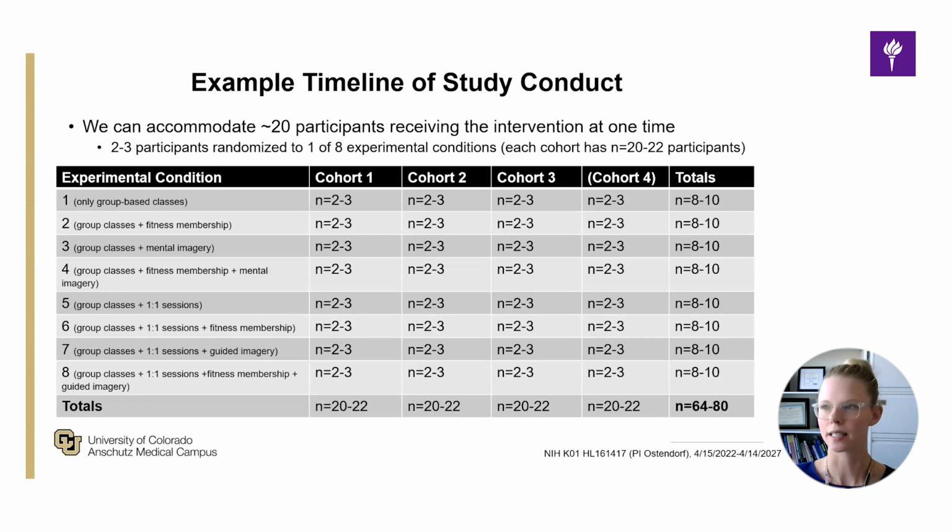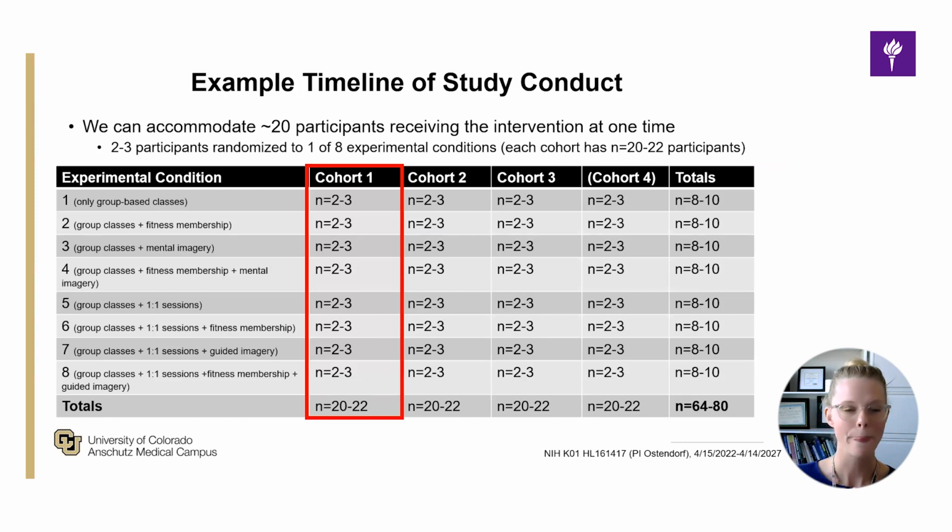And so here's an example timeline of the study conduct. Again, we can accommodate about 20 participants receiving the intervention at one time. And so with an IRGT, we would actually have a mix of participants within each experimental condition for each cohort. So for cohort 1, we could try to recruit 20 to 22 people, and that would mean like 2 to 3 people within each experimental condition in that first group. That definitely presents some issues for contamination here, but it also has some benefit, and I'll get into that.